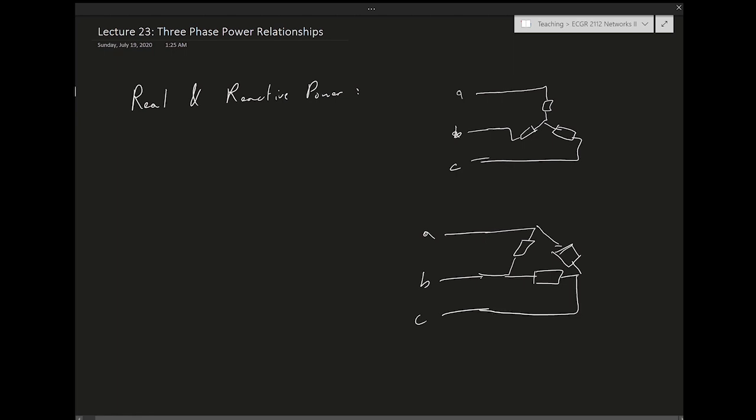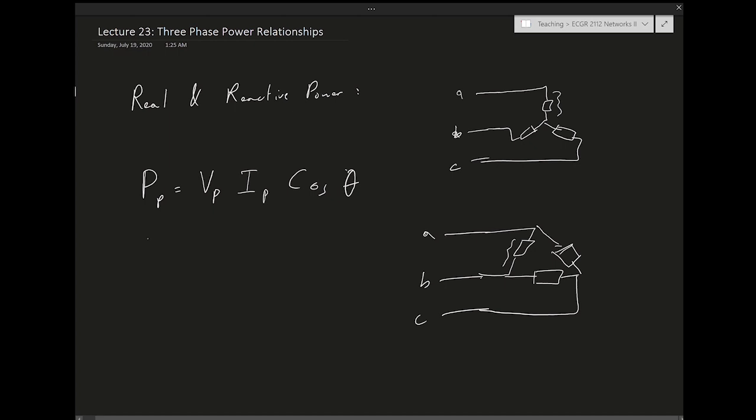Right? Either way we connect the loads, we can talk about the power dissipated per phase. The phase could be this Y phase, it could be this delta phase, right? But whatever it is, the power dissipated per phase is going to be the phase voltage, right? And then the phase current, the current going through that phase, times cosine theta, where theta is the angle between the voltage and the current. That's what real power is, right?